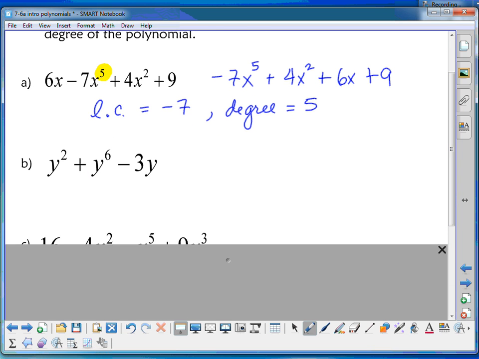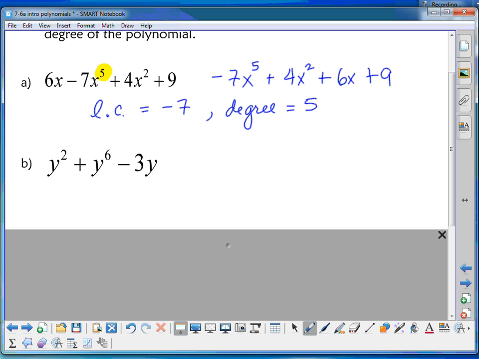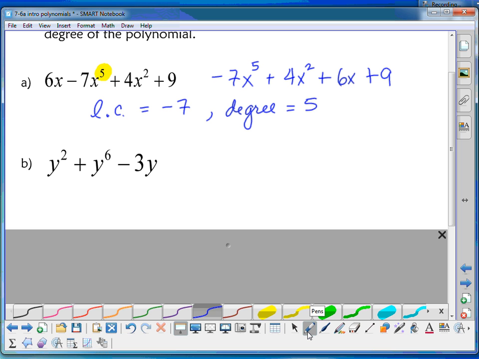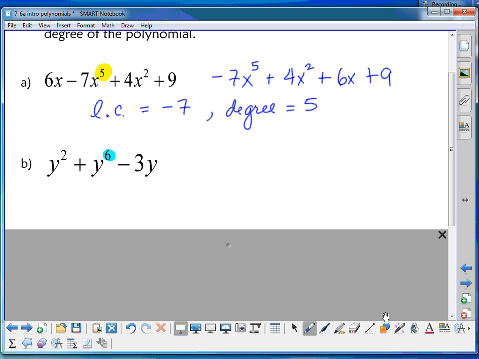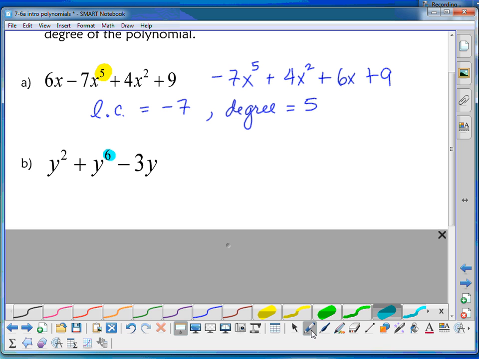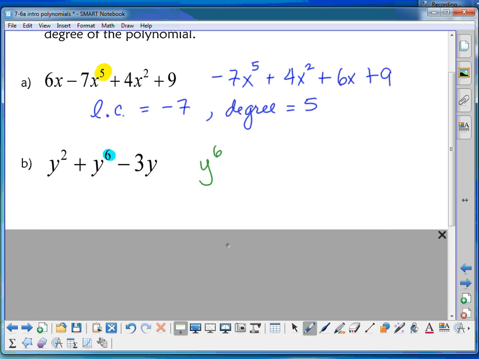Okay. All right, next one. Now my highest degree is 6, so my first term is going to be y to the 6th, and then the y squared, positive y squared, and minus 3y. So even though there's nothing in front of the y, what can I assume is there? A 1. So the leading coefficient is 1, and the degree is 6.